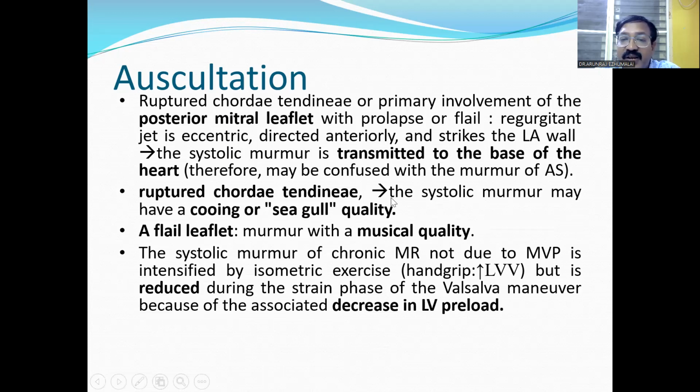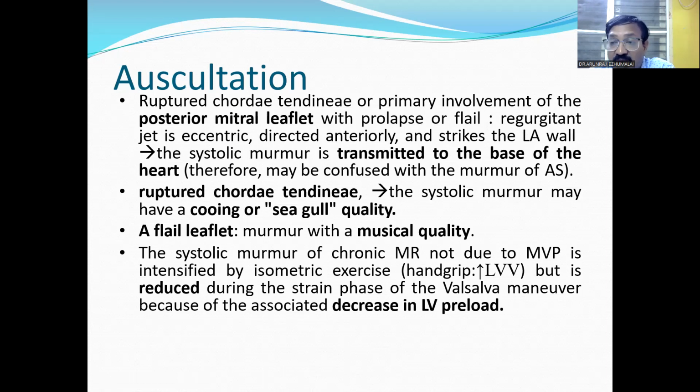With rapid cardiac injury, the systolic murmur may have a cooing or seagull quality, called a musical murmur. This I have told. In primary involvement of the posterior mitral leaflet, such as prolapse, the regurgitation is eccentric and directed anteriorly toward the left atrial wall. The systolic murmur is transmitted to the base of the heart, meaning the aortic area and pulmonary area, and you may think it is due to aortic stenotic murmur. It may mimic that.